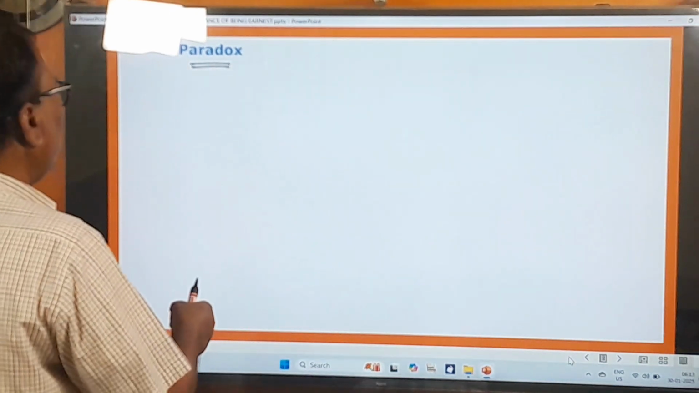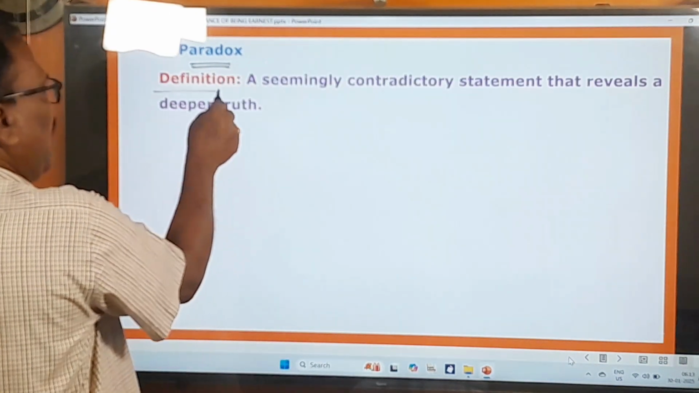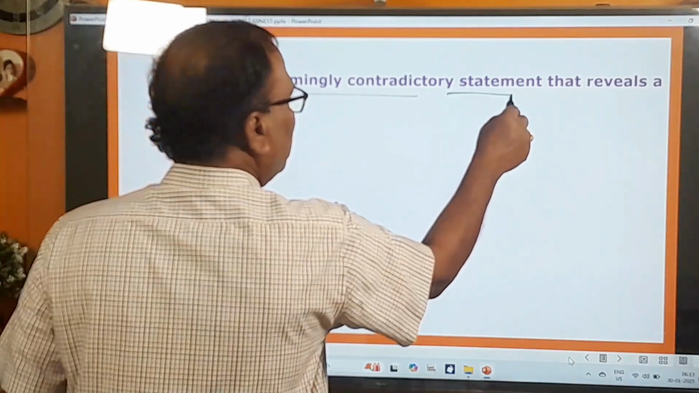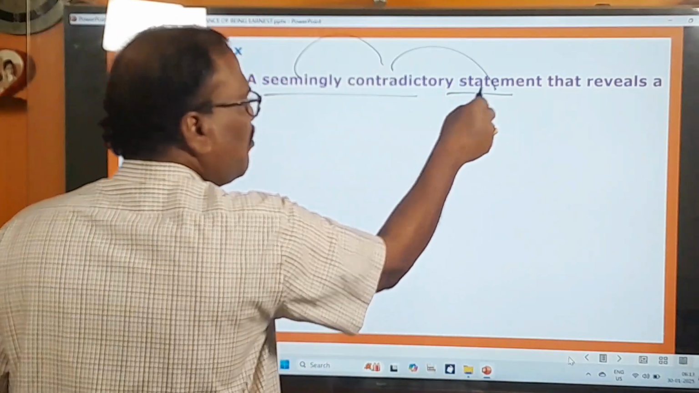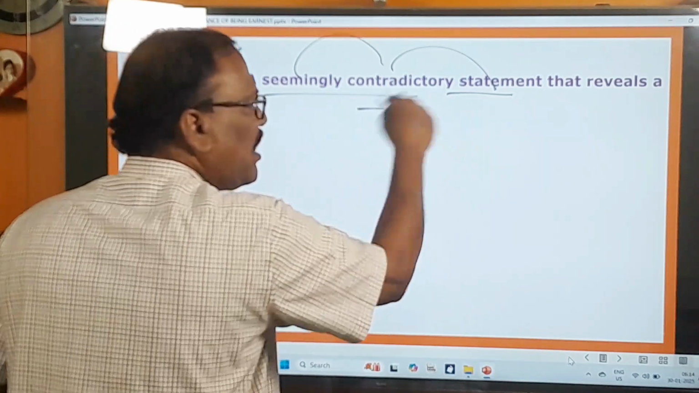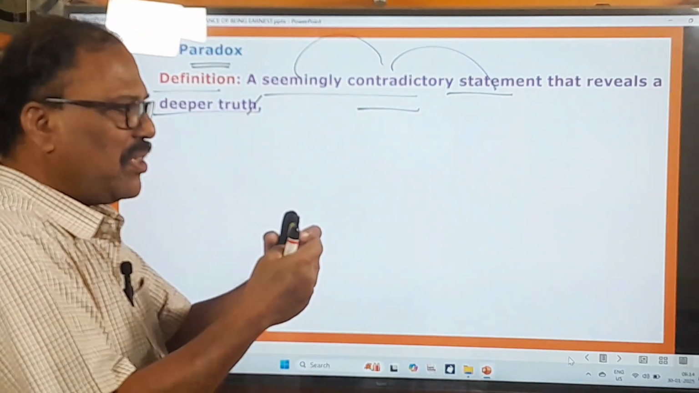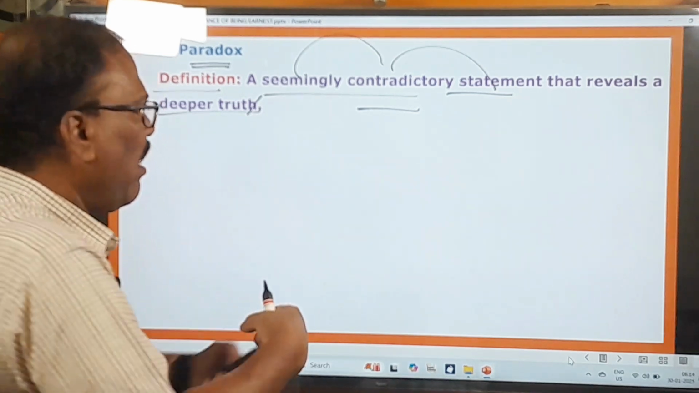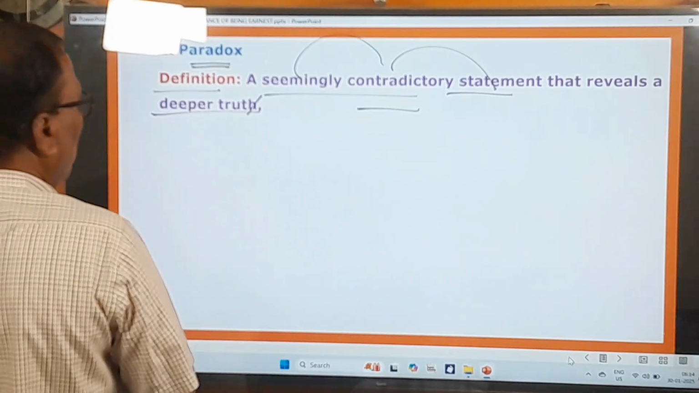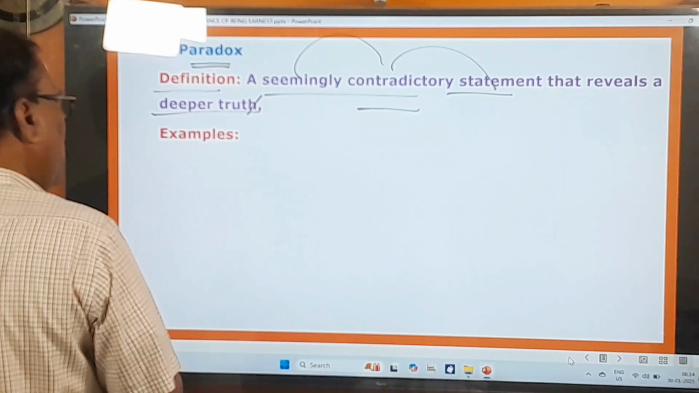And here you pay attention, the definition is there. A seemingly contradictory statement that reveals a deeper truth. So it's a statement, but it's a contradictory statement. The statement is self-opposite, and that reveals a deeper truth. So how? Let us take some examples to understand this.